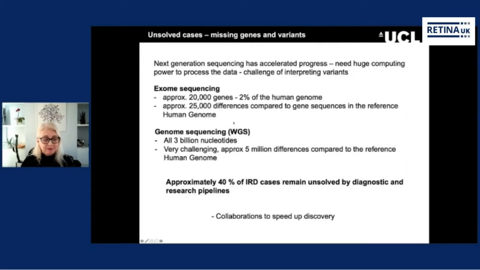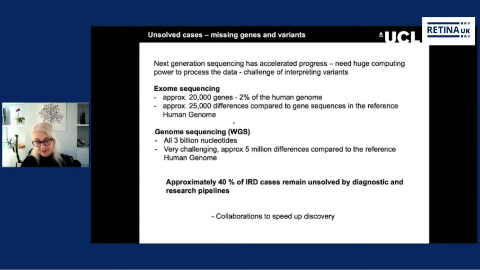So as I mentioned before, there's about 25,000 differences between you and I just in our gene sequences, and they only represent 2% of the human genome. When we go on to genome sequencing, which is sequencing the entire human genome in an individual, we've got 3 billion nucleotides to read. And this is very challenging because then we're looking at about 5 million differences, or 5 million variations, in the sequence between you and I.